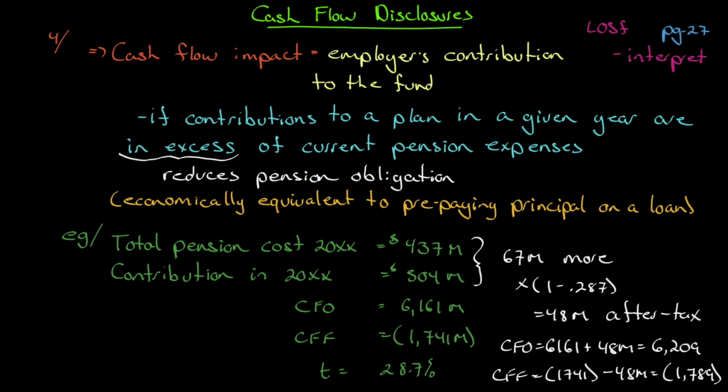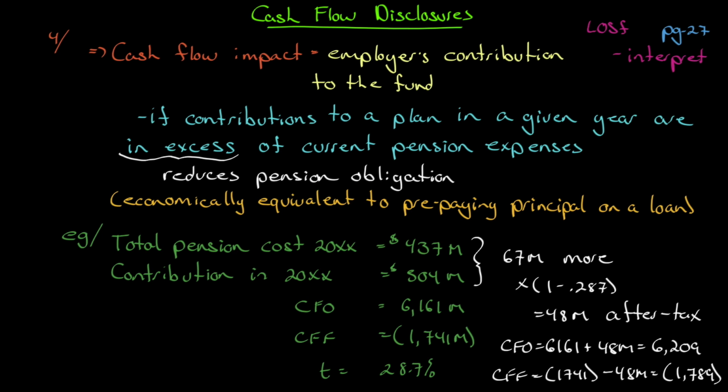Everything else is non-cash. If the contributions to a plan in a given year are in excess of the current pension expenses, we can think about it as kind of like prepaying a loan. Every year there's pension expense and we must make a contribution equal to that pension expense. If we pay more, it actually reduces the pension obligation. So while it's not the same thing as prepaying a loan, it is economically equivalent to prepaying principal on a loan.